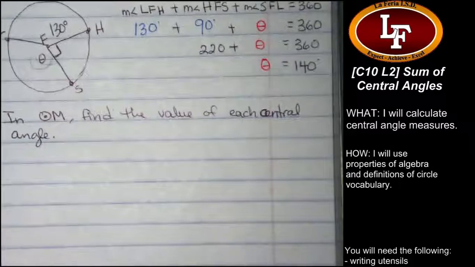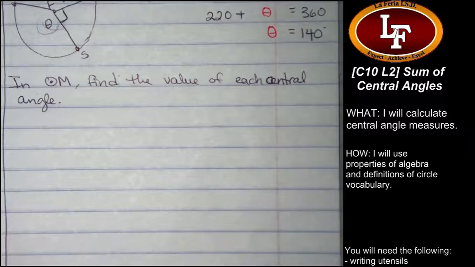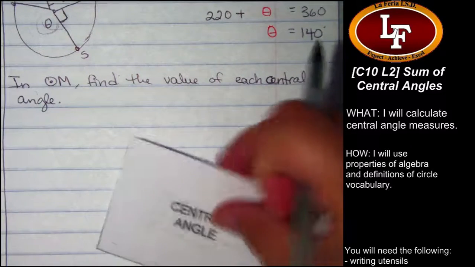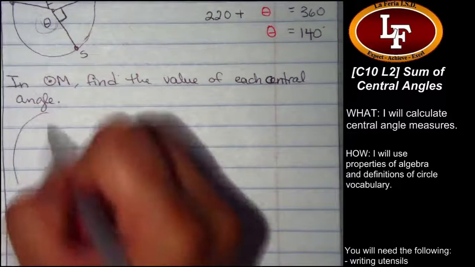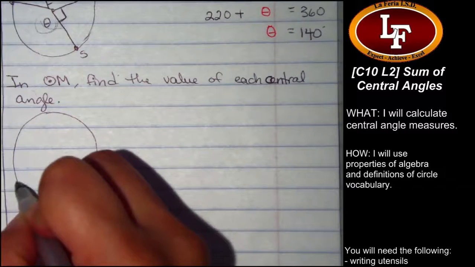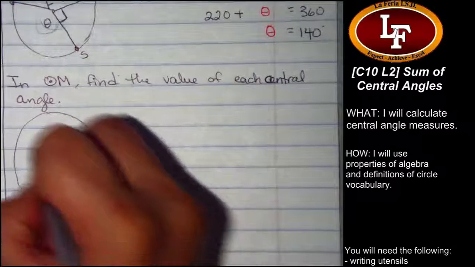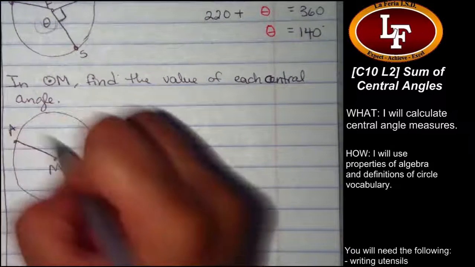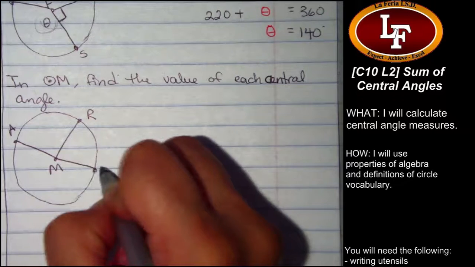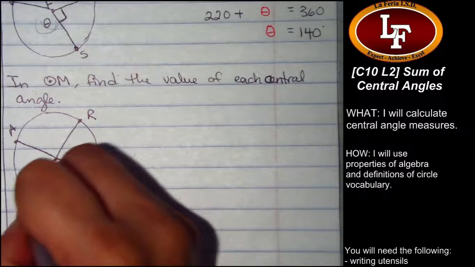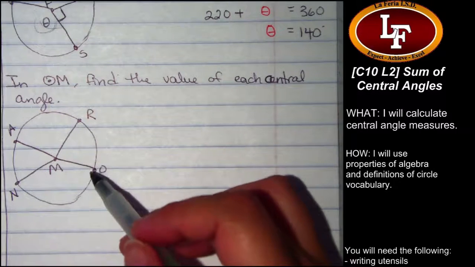All right, so this one sounds a little more complicated already because we've got to find the measure of our central angles. Another word. Gonna sketch in the circle, so sketch a circle with me. Its center is going to be M, and then I'm gonna put in A, R, O over here, and N this way. So we've got our circle.